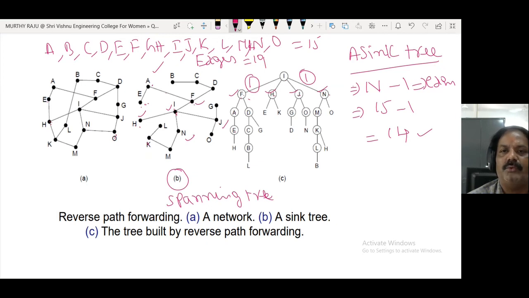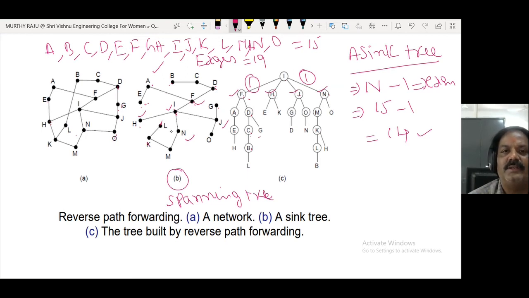From F to D, D to C, C to B. The B to L connection is there in the original graph, but not there in the sink tree. That is the reason L is not circled. One more connection is there from D to G in the main graph. In the spanning tree, the D to G connection is not there. Therefore, G is not circled.